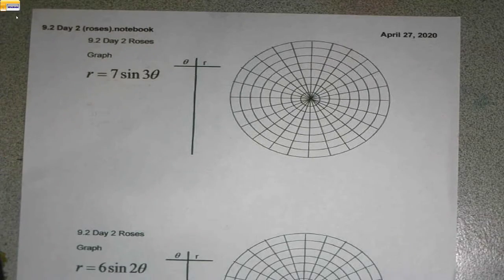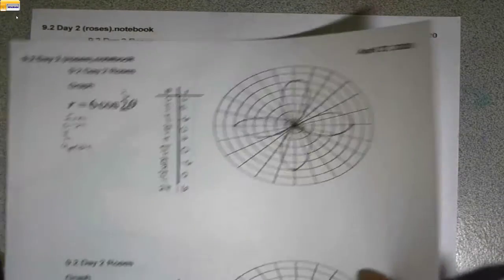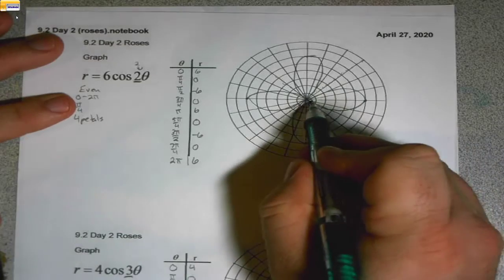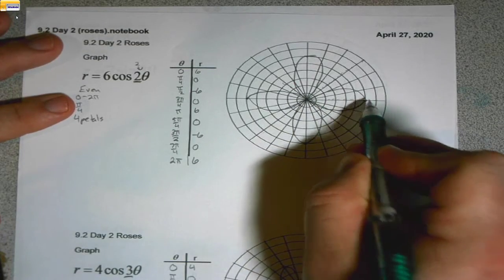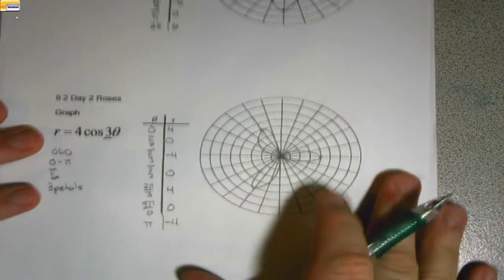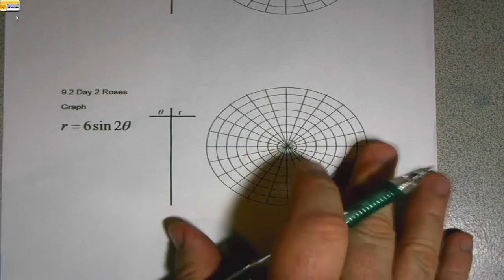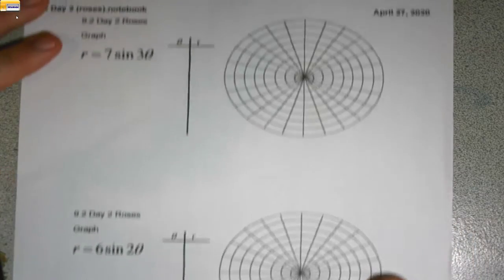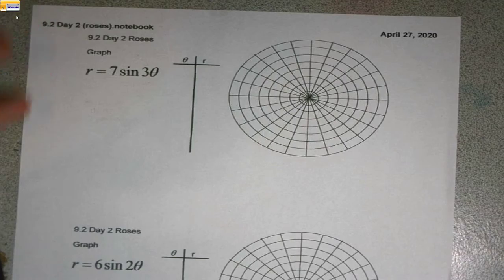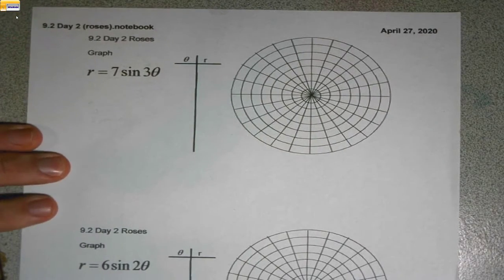look like? So notice that with cosine, the petal starts on the x-axis. So right here, down here, when we have cosine, the petal starts on the x-axis. Well, when we have sine, that's not going to happen because at 0, sine of 0 is 0. That petal's not going to start on that x-axis. So let's take a look.